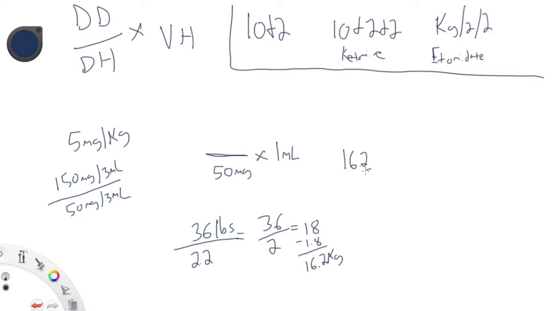Then we need to do 16.2 times 5, which is 81 milligrams, our desired dose. So we can fill in 81 here, and 81 divided by 50 is 1.62. So we get 1.62 times 1, which we all know equals 1.62 mLs, and that's going to be our desired volume for amiodarone. Now this works for any drug that we carry.